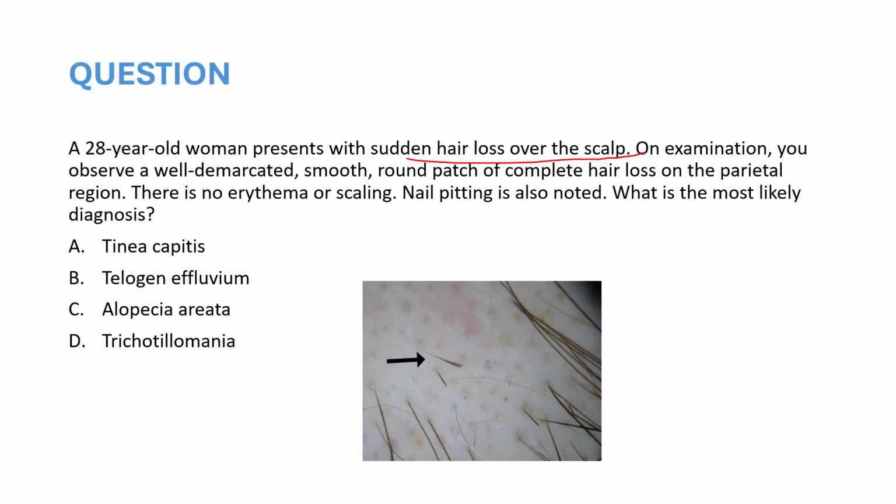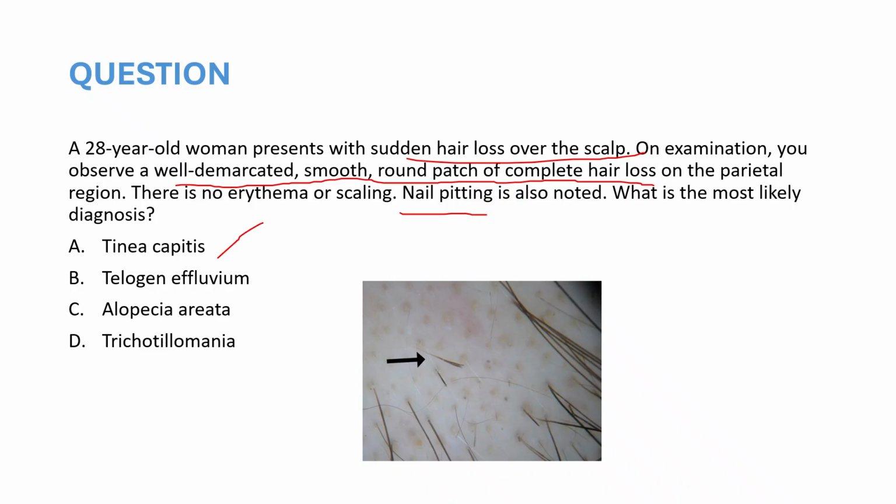On examination, you observe a well-demarcated, smooth, round patch of complete hair loss on the parietal region, no erythema or scaling. Nail pitting is also noted. What is the most likely diagnosis? So that means it is a non-scarring alopecia, but there is nail pitting. That is another feature which they have mentioned along with this. Okay, so we'll see the options.